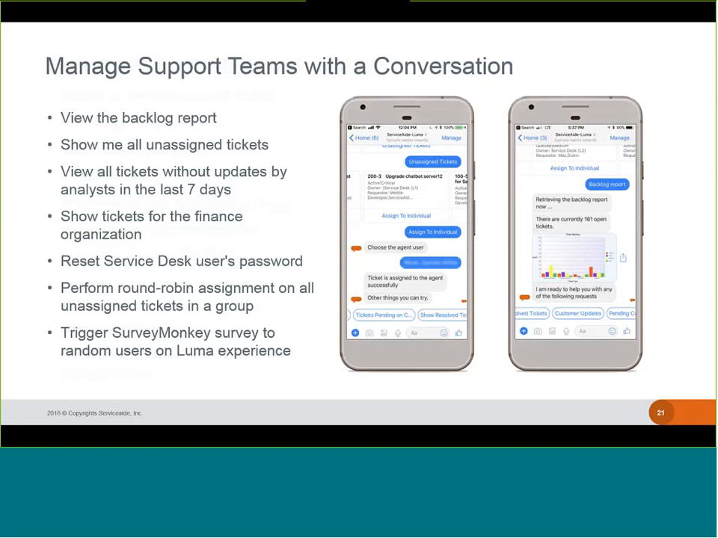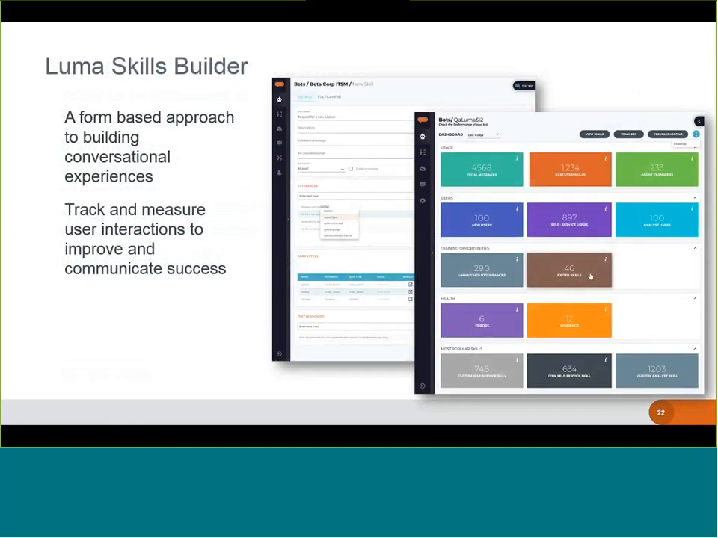Okay, so before I transition back to Dale, there's one more thing I want to cover. All this is driven by what we call Skills Builder. Skills Builder is a form-based approach to building essentially what we call skills, which are conversations with the user. So it's simple to create these skills and conversations and build them in a matter of minutes, and you can test it inside the product, or connect it to Microsoft Teams or Slack or whatever channel you're using there.